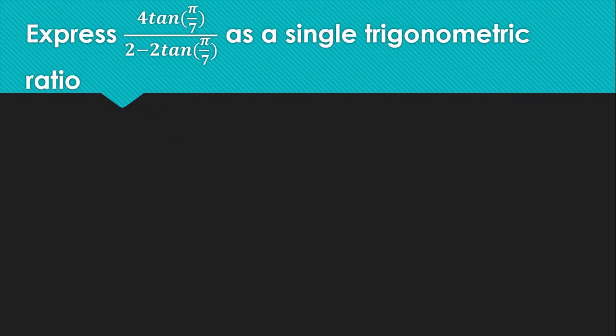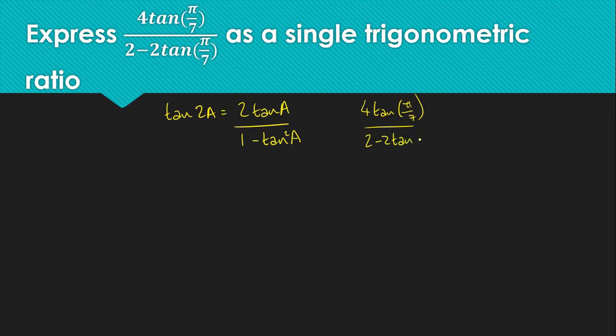Okay, moving on. Express 4 tan of pi over 7 over 2 minus 2 tan of pi over 7. Well, the tan formula was tan of 2a is equal to 2 tan a over 1 minus tan squared a. Well, that doesn't quite match up to this. There's some differences. Obviously, we can see that the 4 is there when we'd normally expect it to be a 2. So take a look at the question that you've got. You've got 4 tan of pi over 7 over 2 minus 2 tan of pi over 7.